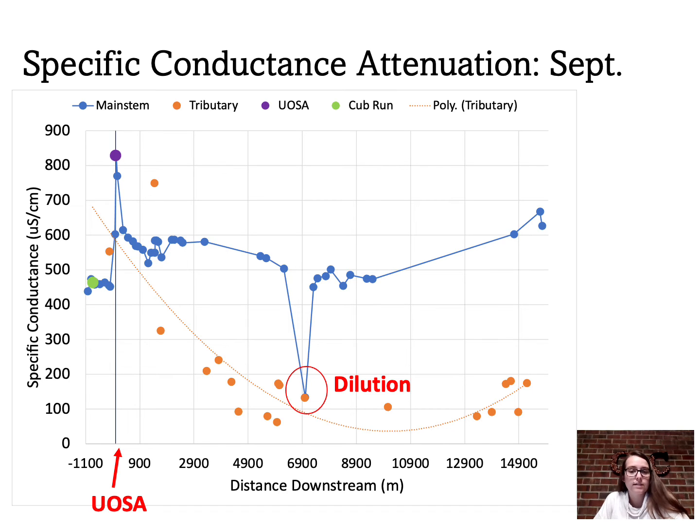One difference from the September and January data is the September data shows an increase in specific conductance as we approach the reservoir and the Bull Run marina.